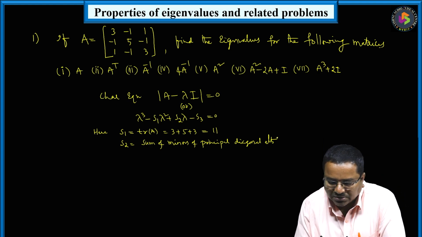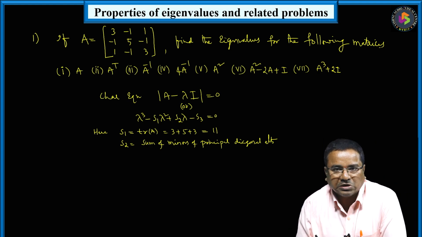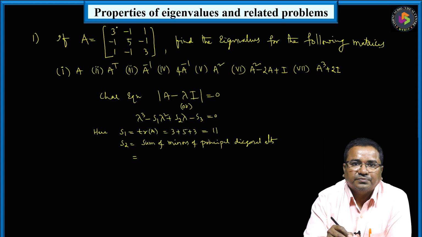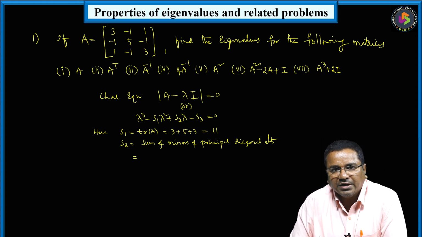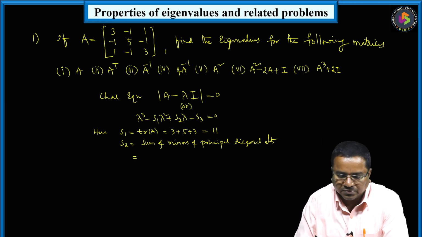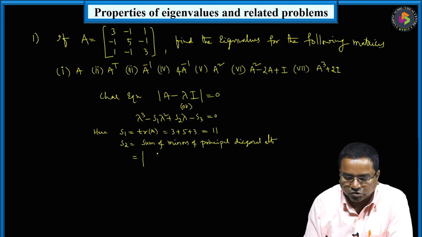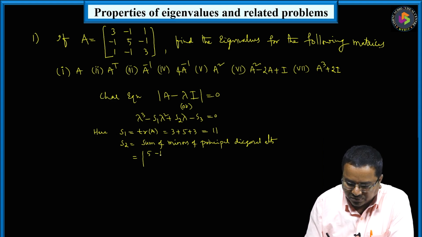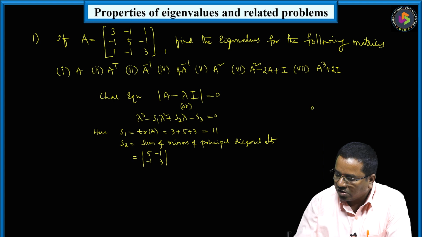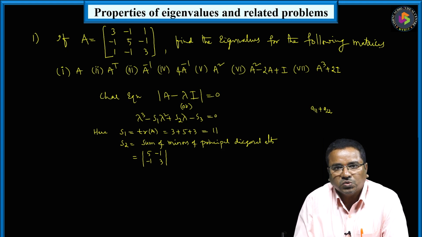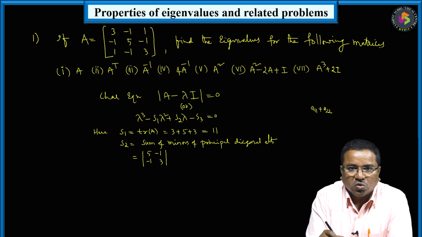What are the principal diagonal elements? The elements that lie on the principal diagonal are called principal diagonal elements. Then how to get the minors of the principal diagonal elements? The minor of A11 is obtained by deleting the first row and first column. If you delete the first row and first column, we get a 2 by 2 matrix, the determinant of 5, minus 1, minus 1, 3. So this is the minor of A11. The second principal diagonal element is A22. Then how to obtain the minor of A22? By deleting the second row and second column.